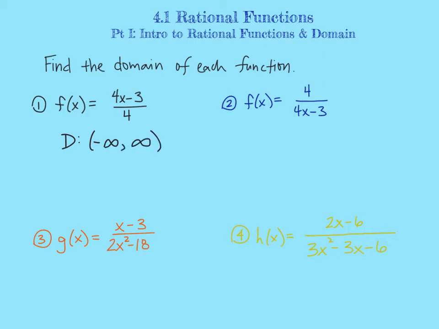In number 2, because we flipped, we cannot break up this into 2 different fractions because we do not have a single term in the denominator. We now have a binomial.